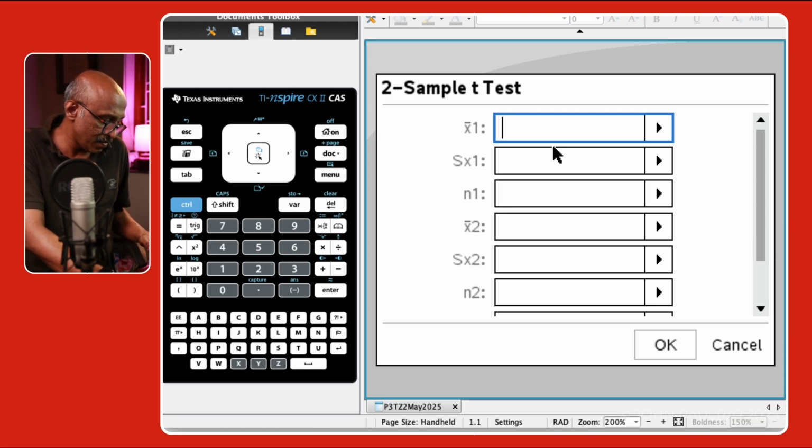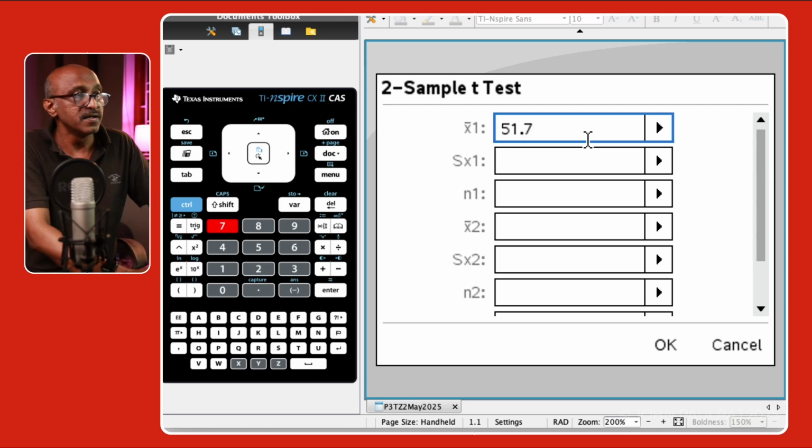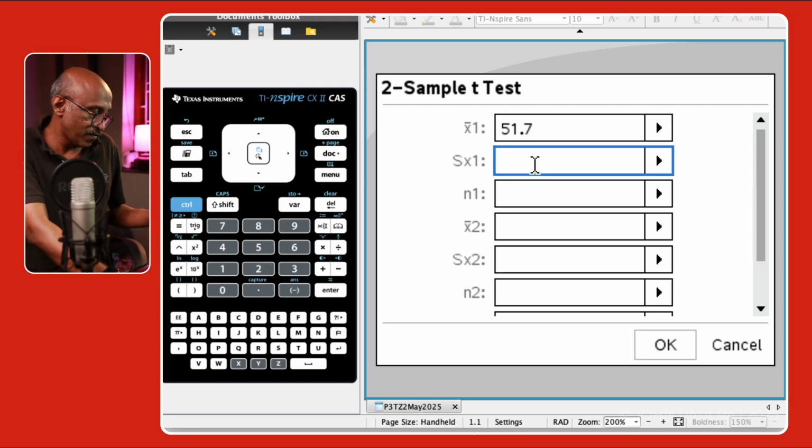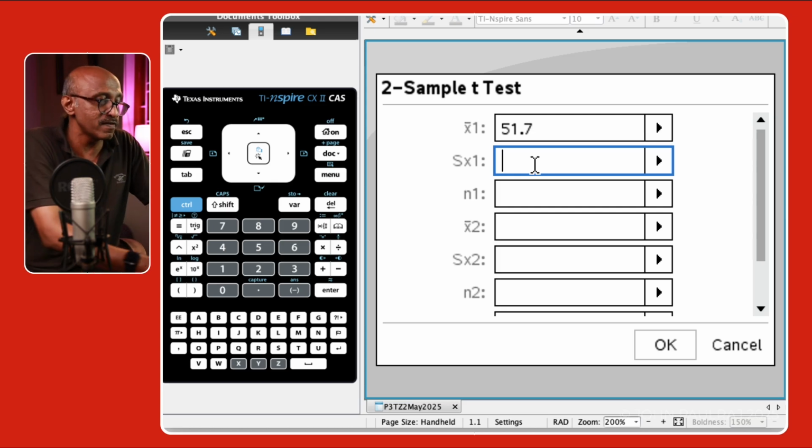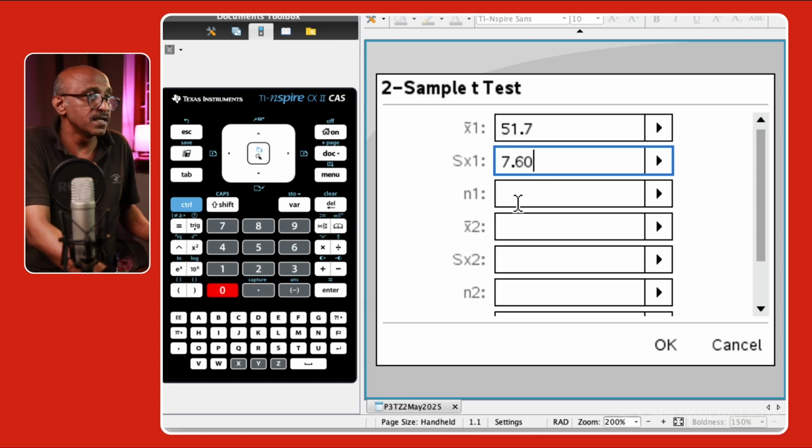What did I find in the earlier one? Let me just quickly check that. The mean for school A was 51.7, so that goes here, 51.7. Okay, the sample standard deviation for the first one, which we found in part B, question number 1, part B, we found 7.60. So I'm just going to enter it as 7.60.